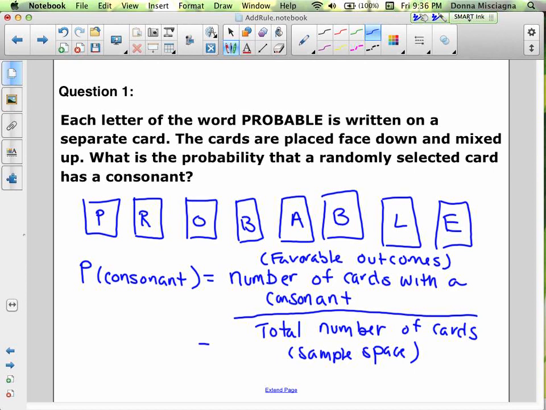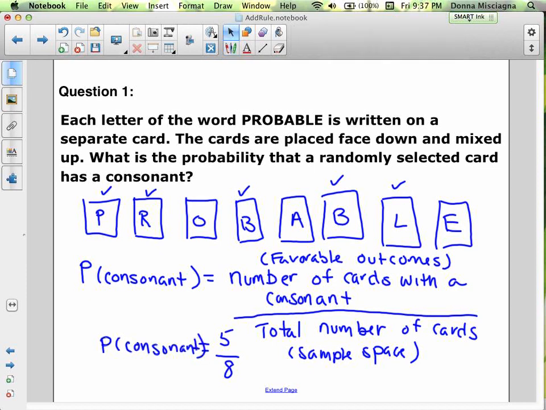All right, so the number of cards with a consonant on it, that's P, and that's R, and that's B, and B, and L. So there were 5 of them, right? So we have 5 favorable outcomes. There are 1, 2, 3, 4, 5, 6, 7, 8 cards up there. So the probability that we pick a consonant is just 5/8. Because there are 5 favorable outcomes and there are 8 total outcomes.